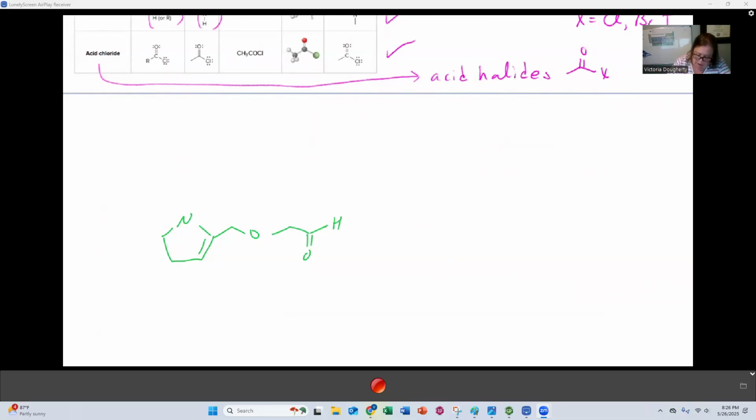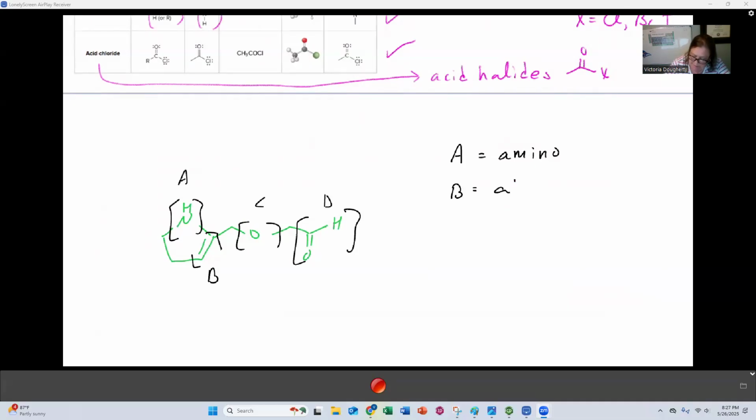I'll bracket it for you because I know sometimes it's hard to tell what I'm asking. So there will be brackets like so, only it'll be neater. And then it'll be labeled A, B, C, and D. And you're going to have to be able to tell me that A is an amino group, B is an alkene, C is an ether, and then D, of course, is an aldehyde.